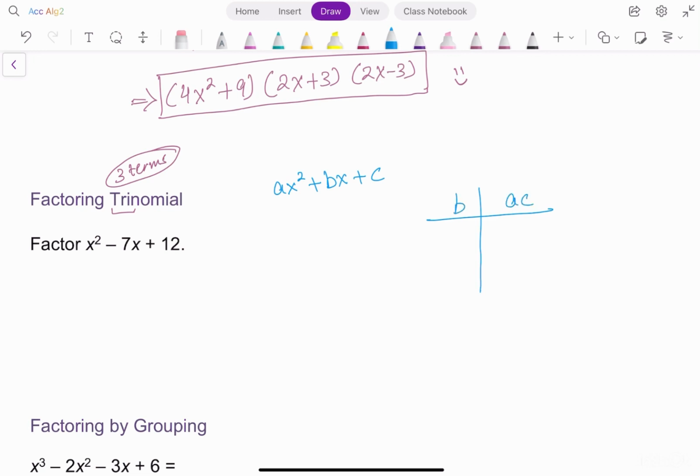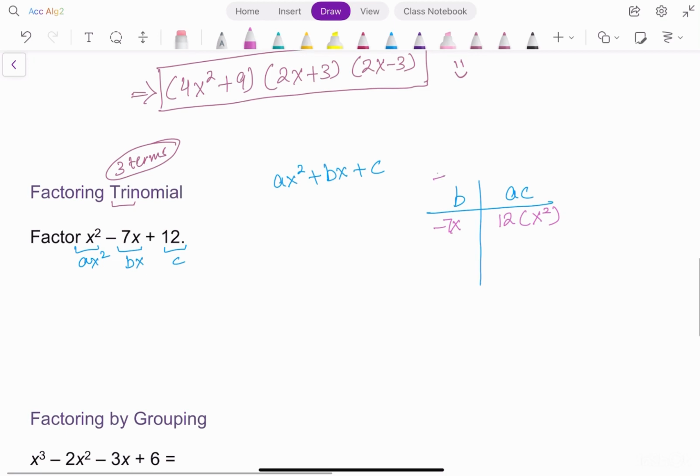So the trick is this. For b, we are looking for two numbers that, if I add them together, give me the same coefficient, and for AC, the same two numbers when multiplied together should give me the same number. So in this example, negative 7x is the B term, 12 is the C term, and x squared is the A term. Remember, for B we are looking for addition, for AC we are looking for multiplication.